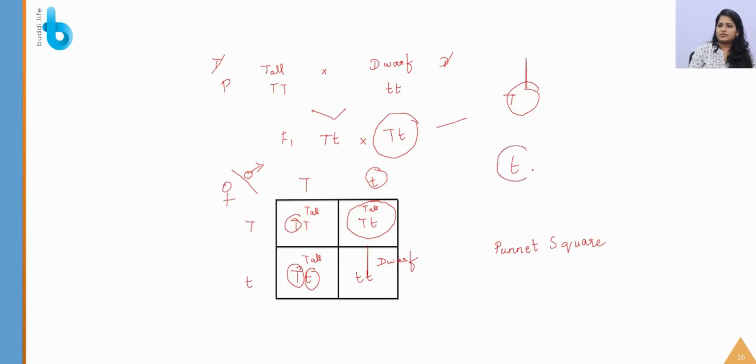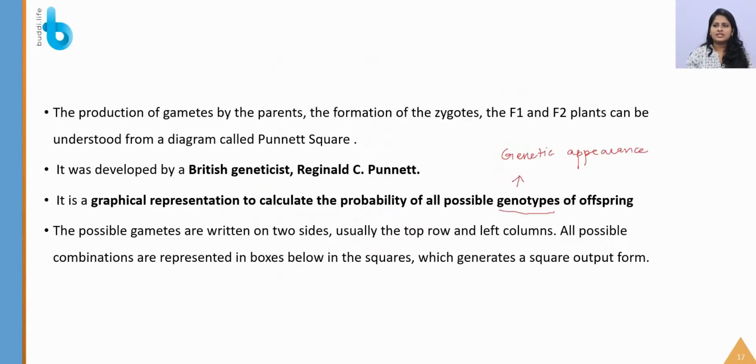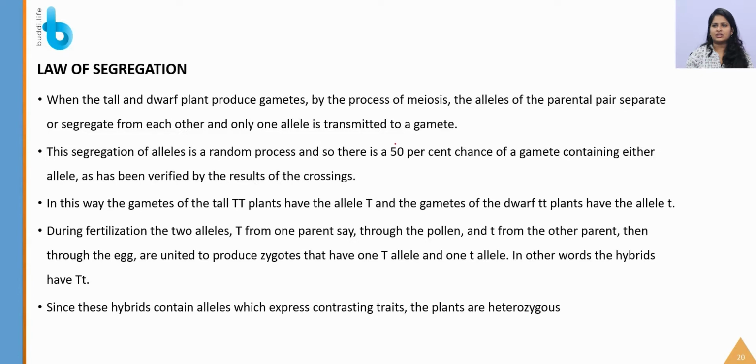So we have capital T and small t. During meiosis, what will happen? These will segregate, that is the law of segregation, that is what they have mentioned here. This segregation of alleles is a random process and there will be a 50% chance of a gamete containing either of the alleles, and it is verified by the results of crossing. In this way, the gametes of TT plants have the allele capital T and the gametes of dwarf tt plants have a gamete of small t.